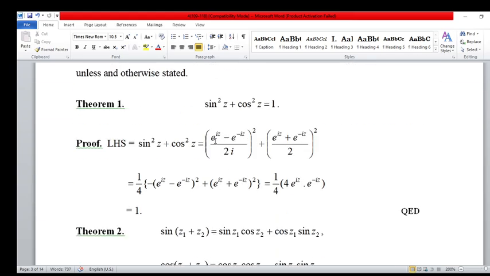So here sin²z is (e^(iz) − e^(−iz))/(2i) whole squared plus ((e^(iz) + e^(−iz))/2) squared. Now open this bracket, 1/4 is common. i squared means minus, this is the minus symbol. Here it is a² − b², with (e^(iz) − e^(−iz))² plus (e^(iz) + e^(−iz))² which is equal to 1/4 times the expansion.